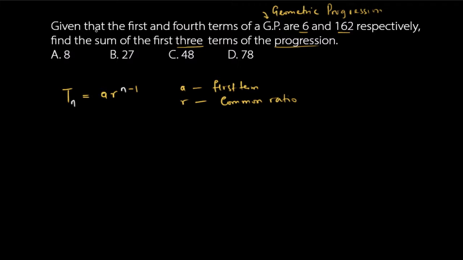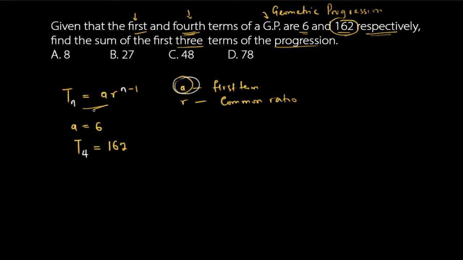Now the question says we are given that the first and the fourth terms of a geometric progression are 6 and 162 respectively. Respectively means the first is 6 and the fourth is 162, just the way they are arranged. Since the first term is 6 and A represents the first term, A equals 6, and the fourth term, T sub 4, equals 162.